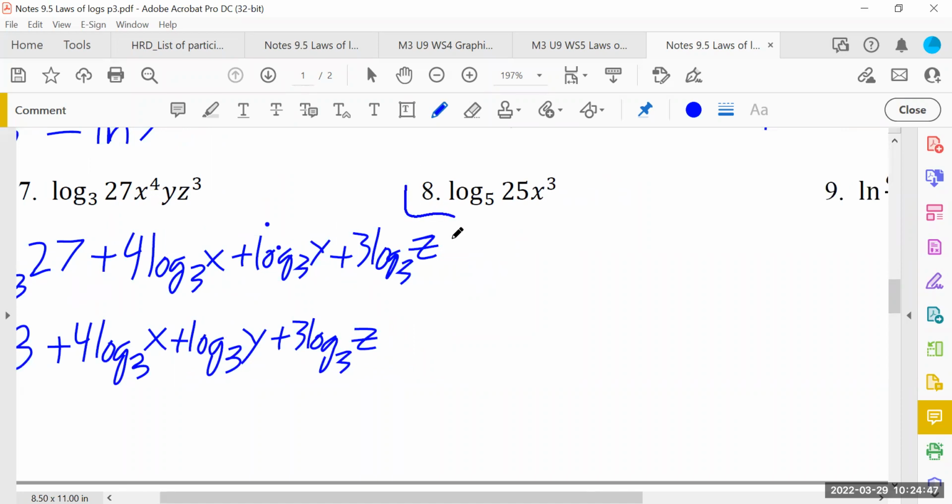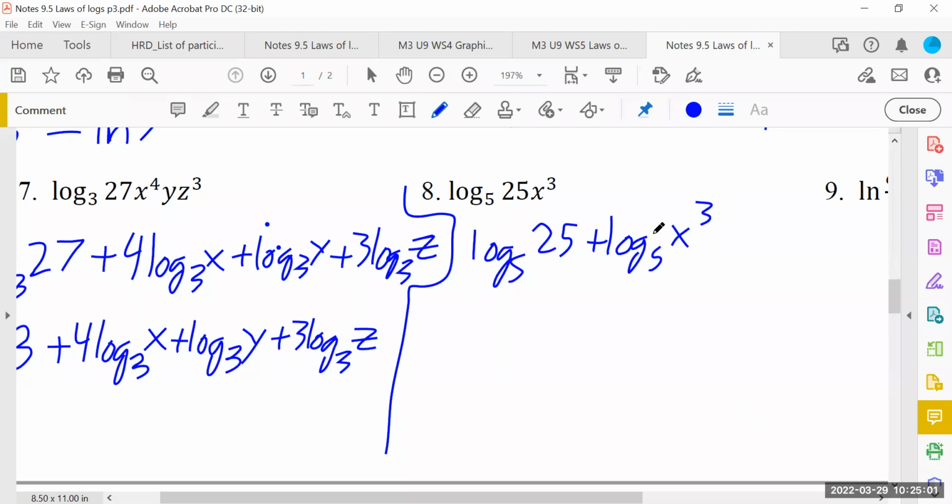So number 8. Number 8, log base 5 of 25 plus log base 5 of x cubed. Log base 5 of 25 is 2. Log base 5 of x cubed, bring that 3 out in front. Log base 5 of x.